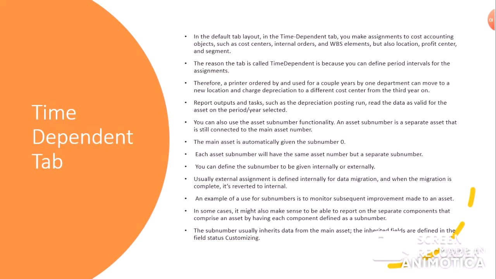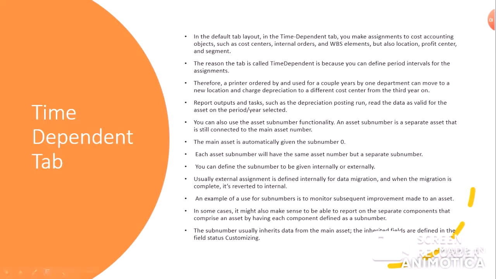Report outputs and tasks such as the depreciation posting run read the data as valid for the asset in the period or year selected. So when we run the depreciation run, it will read the data valid for that particular period and particular year which we input to run that particular report.